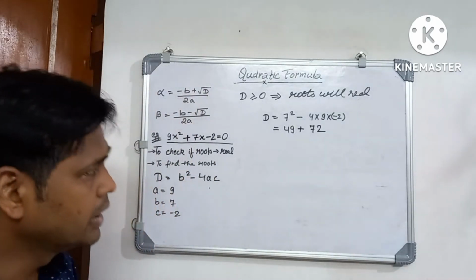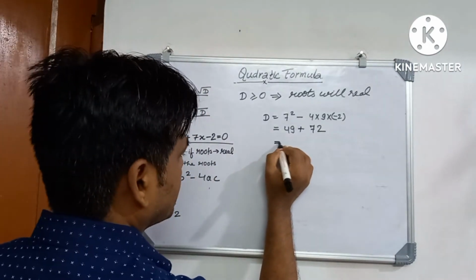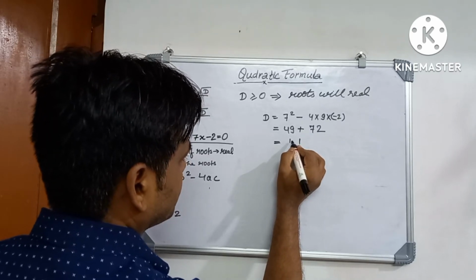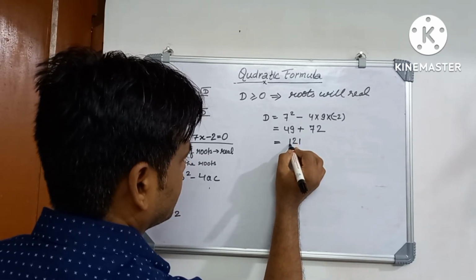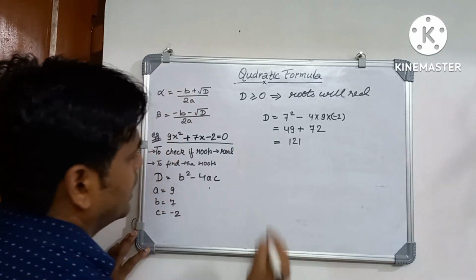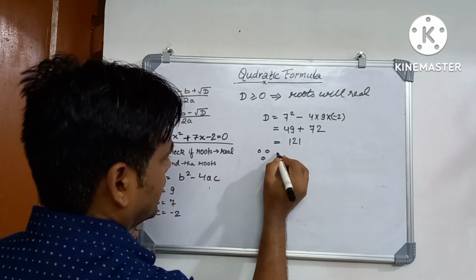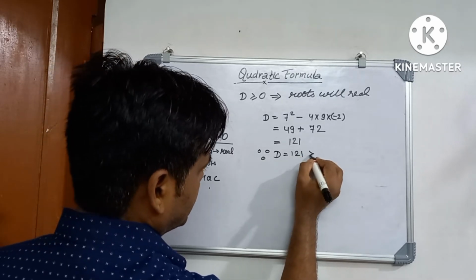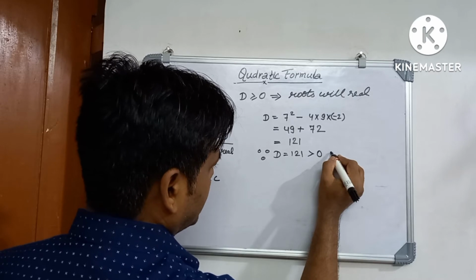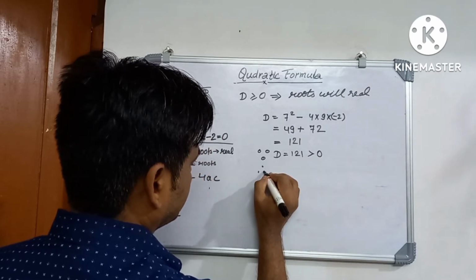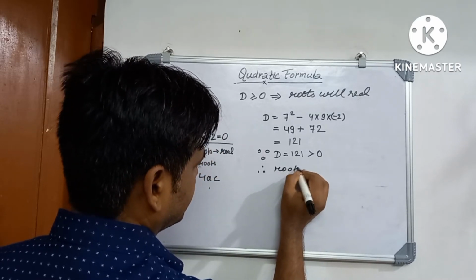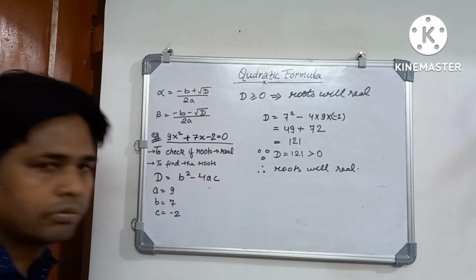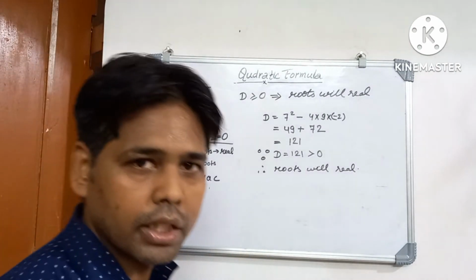So this is the value, adding up 49 and 72. Since the discriminant is equal to 121, which is greater than 0, therefore we can say that the roots will be real. Hope this has been clear to you, friends.